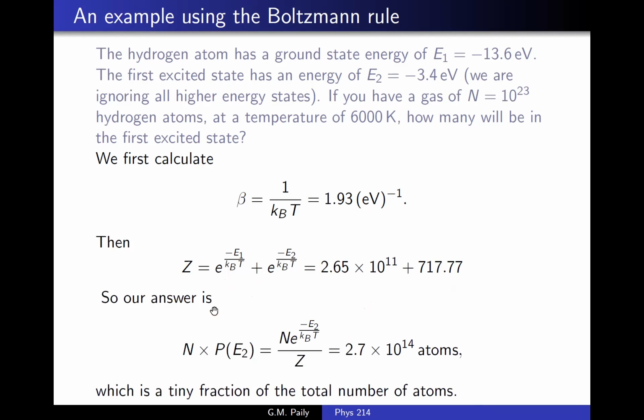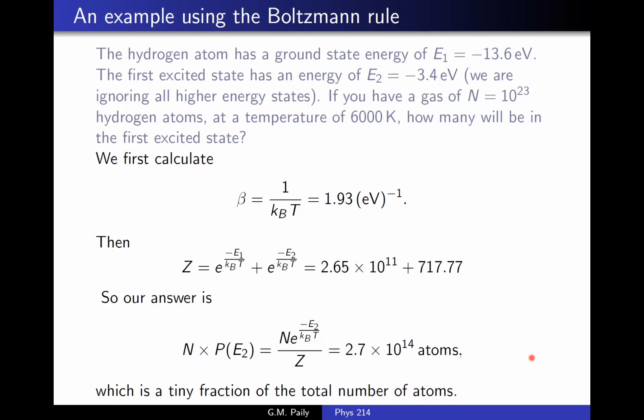So because of that, when we calculate our answer, it is going to be the total number of hydrogen atoms times the probability of finding one in the excited state. And we plug in our numbers and we get 2.7 times 10 to the 14, which sounds like a lot. But when you remember that you started with 10 to the 23 hydrogen atoms, this is really a tiny, tiny fraction. And I had to pick 6,000 Kelvin as the temperature. If I had gone for room temperature, if I had gone for 300 Kelvin, there would be basically zero probability of finding a hydrogen atom in the excited state.